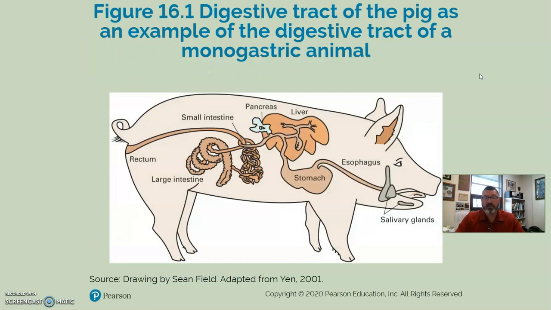Here's a good diagram of a pig. Actually, our digestive tract and the pig's digestive tract are almost identical. They're very interchangeable. Our stomach sizes are almost exactly the same.